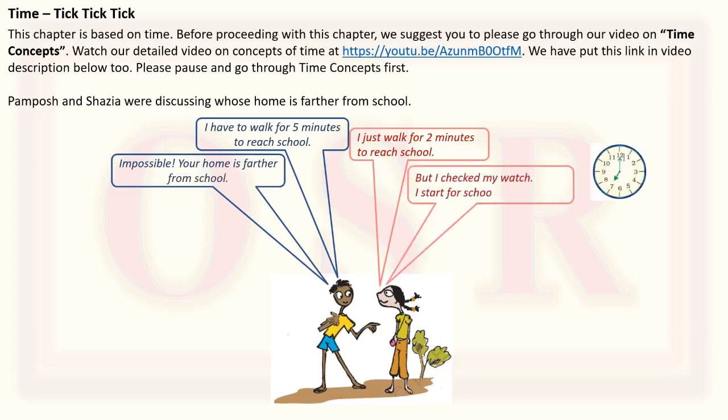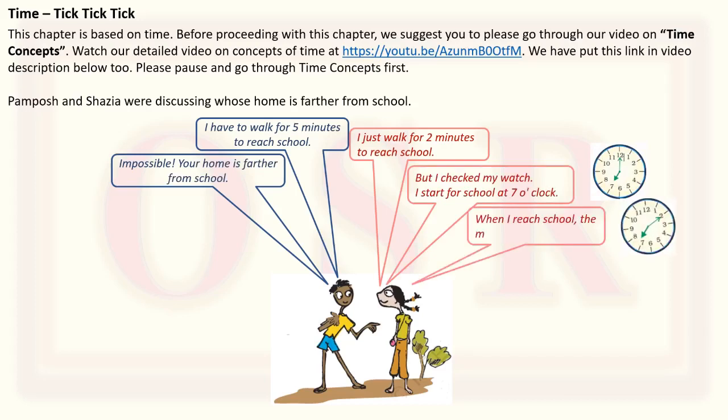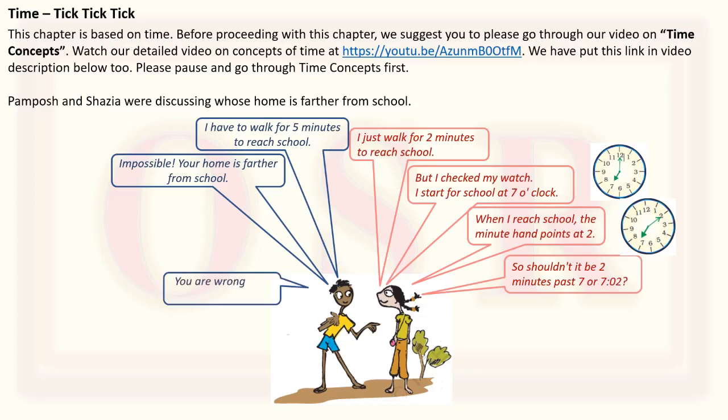I start for school at 7 o'clock. When I reach school, the minute's hand points at 2. So, shouldn't it be 2 minutes past 7 or 7:02? You are wrong. You reach school at 7:10. How?